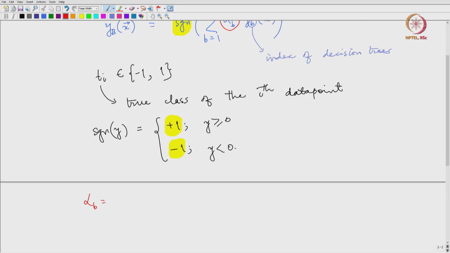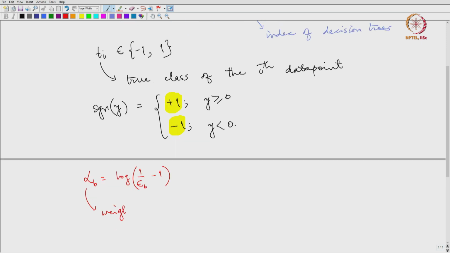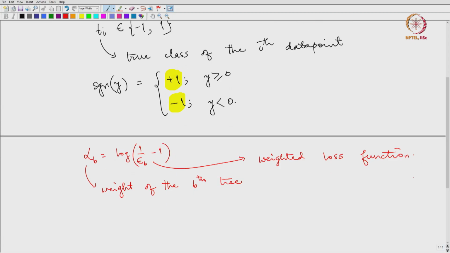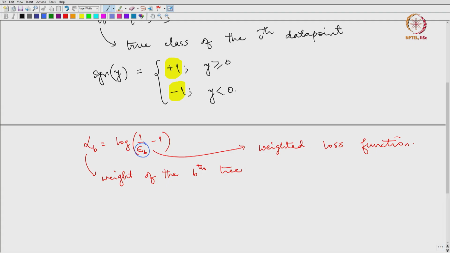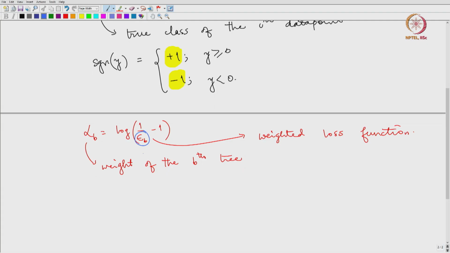So alpha b was equal to log of 1 over epsilon b minus 1, where alpha b is the weight of the bth tree and epsilon b is a weighted loss function or a normalized loss function. Now in the last class we did not discuss how this epsilon b is computed, so that is what we will do now. But you can already see that if epsilon b is large, if the error is large, alpha b will be low, the weight will be low, and if epsilon b is low, the error is low, alpha b will be large or the weight will be large.